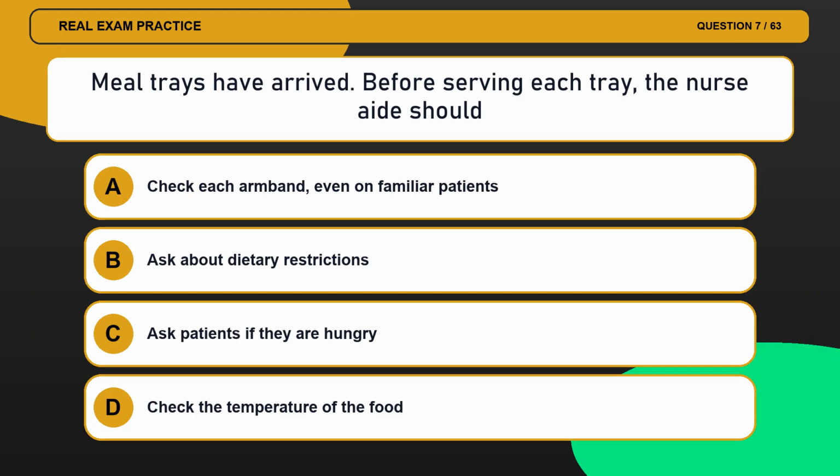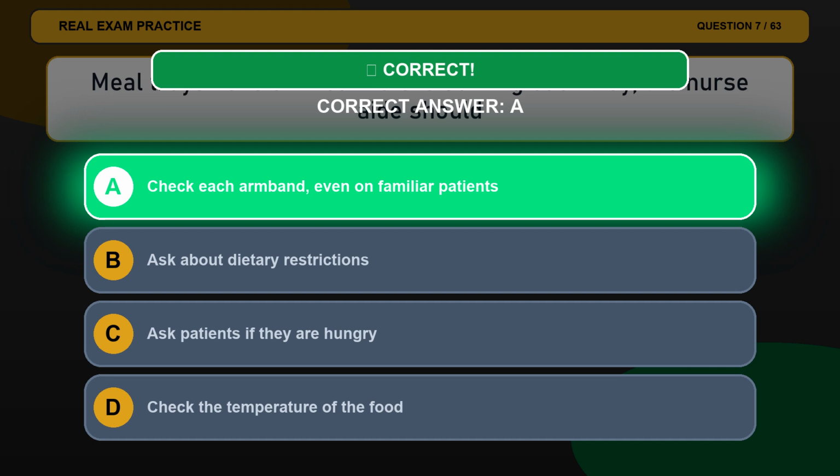Question 7. Meal trays have arrived. Before serving each tray, the nurse aide should: Option A, check each armband, even on familiar patients. Option B, ask about dietary restrictions. Option C, ask patients if they are hungry. Option D, check the temperature of the food. The correct answer is option A, check each armband, even on familiar patients.